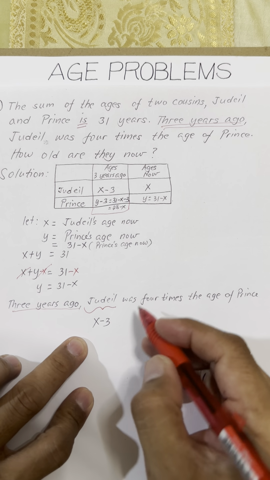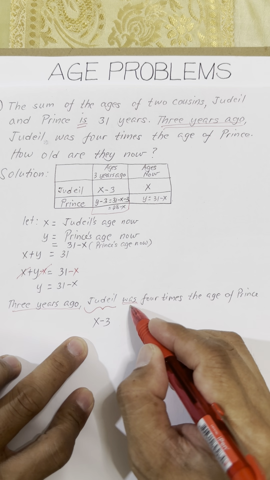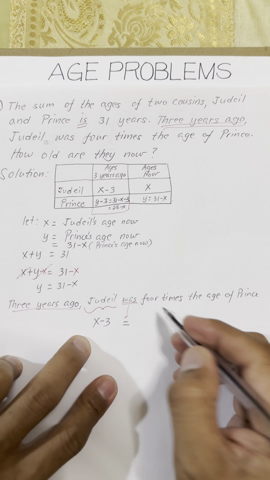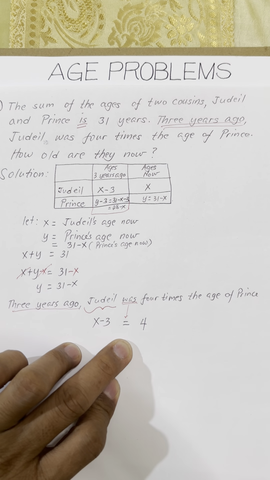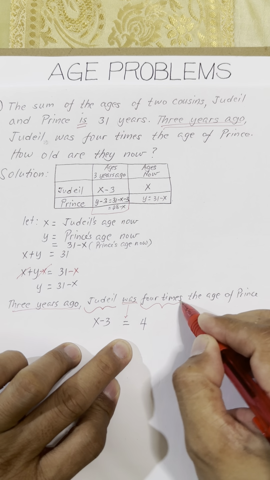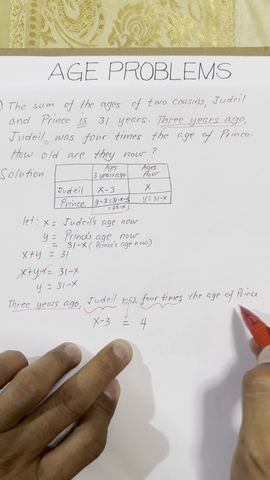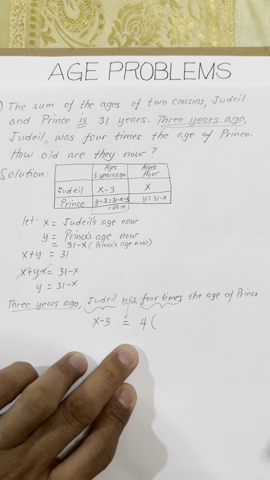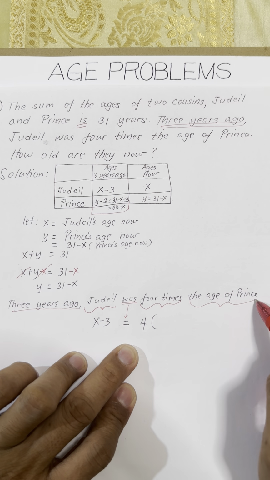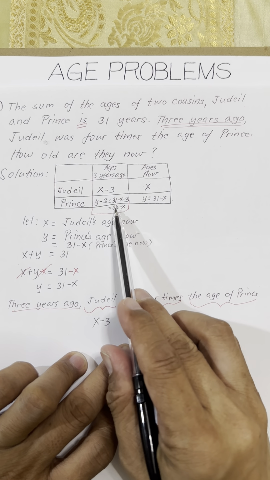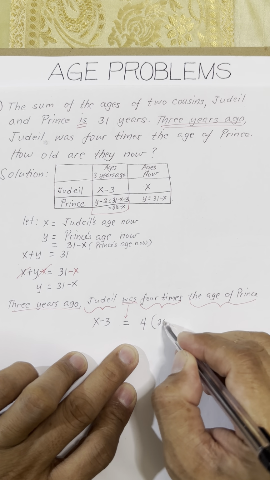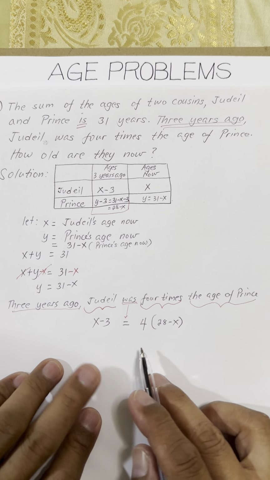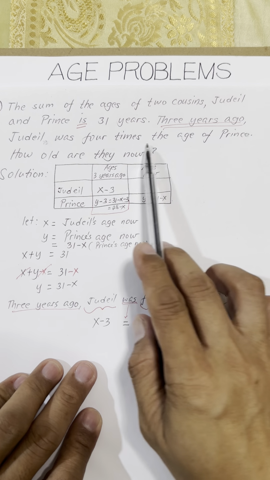Then the word "was" in this statement means equals. So, we can translate this as equals. So, "was" means equals. 4 times. So, 4 times this one times the age of Prince. So what's Prince's age 3 years ago? So 3 years ago, the age of Prince was Y minus 3, or simply 28 minus X. So 28 minus X. So this is now the equation that we have formulated out of this statement.